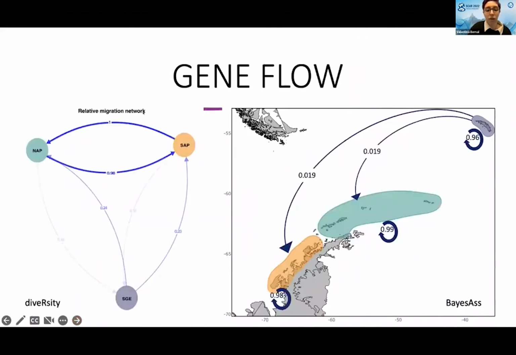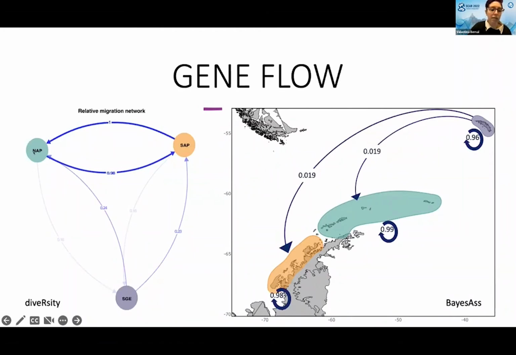For the gene flow analysis, we took these 3 putative groups: one is South Georgia, the second one is the north part of the Antarctic Peninsula, including Shetland Island, and then the central and south part of the Antarctic Peninsula as a third group. And we saw how the gene flow and the contemporary connectivity is between these 3 clusters.